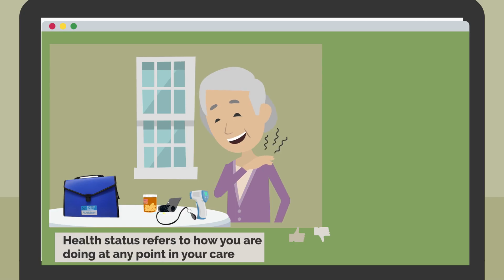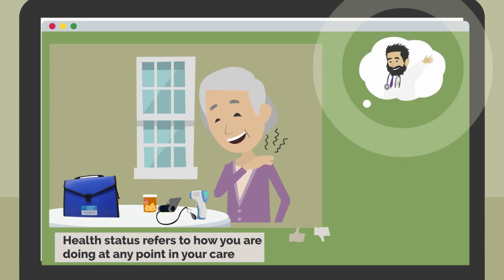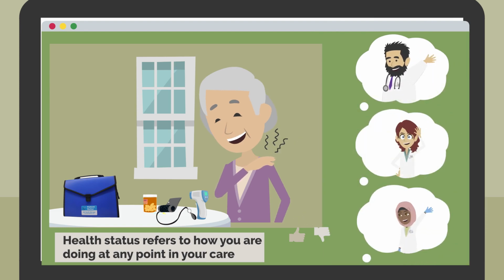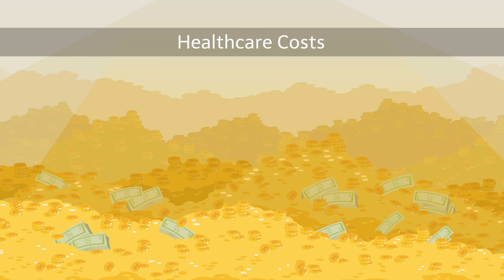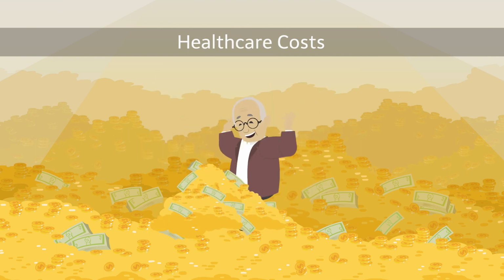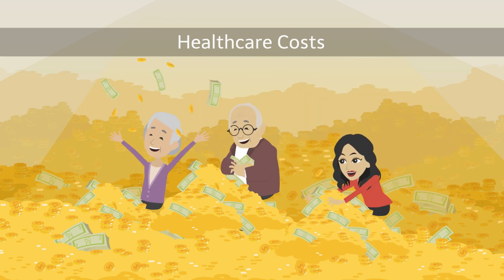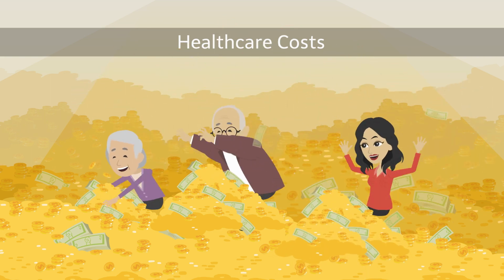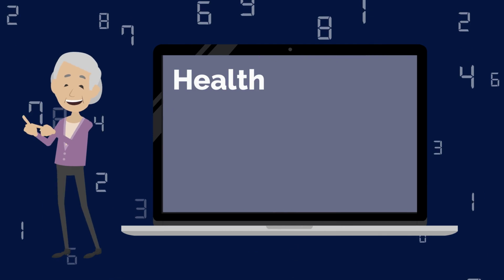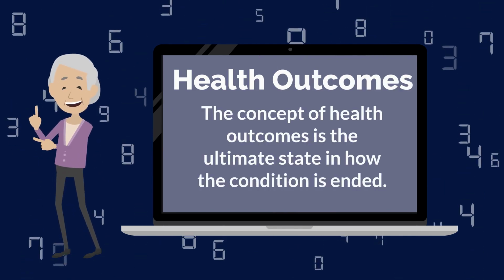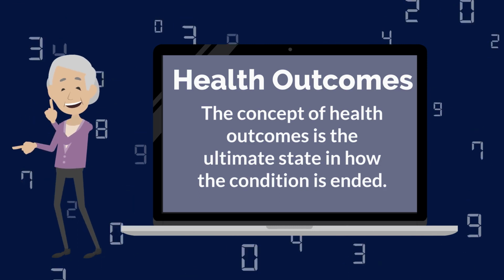The second way that Sally became an exemplary patient was by tracking her health status. And she did this by simply periodically reporting to each physician about her care. And the third contributor to Sally's healthcare literacy skills was her ability to document and organize her healthcare costs. And the last contributor is healthcare outcomes, which is the ultimate state in how she ended the condition.